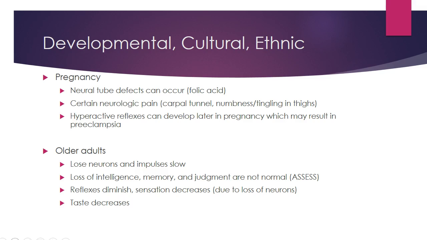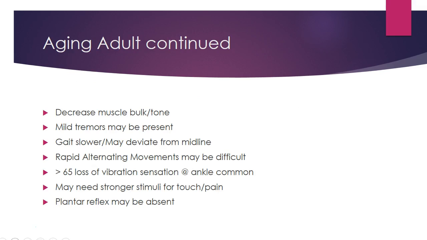And then in the older adult, they tend to lose neurons and their impulses slow. Their reflexes diminish, their sensation decreases, their taste decreases, and I have more on the older adult on the next slide, but please remember that loss of intelligence, loss of memory, and loss of judgment are not normal parts of aging, and they need to be assessed.